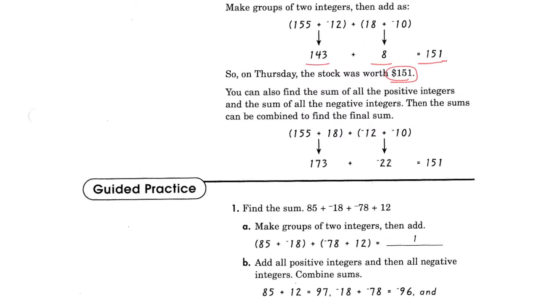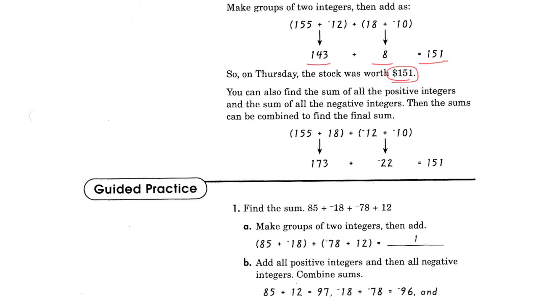Now, I could do it the other way as well by grouping my two positives together and my two negatives. When I group my two positives, 155 plus 18, I get 173. When I group my two negatives, negative 12 plus negative 10 is negative 22. And then when I add my positive 173 and my negative 22, I get 151. So the same answer, $151.